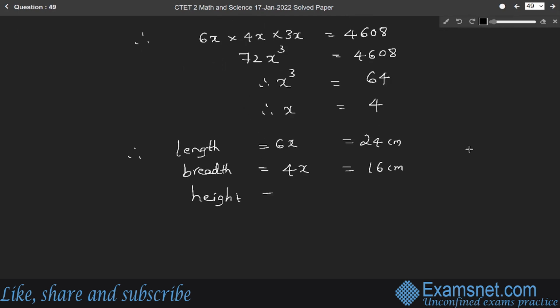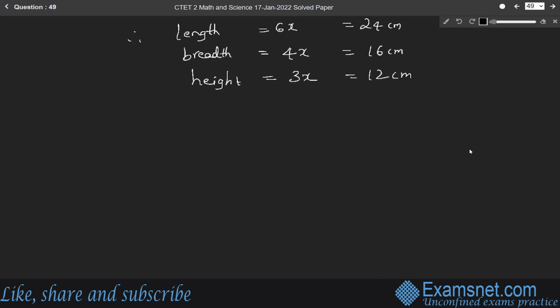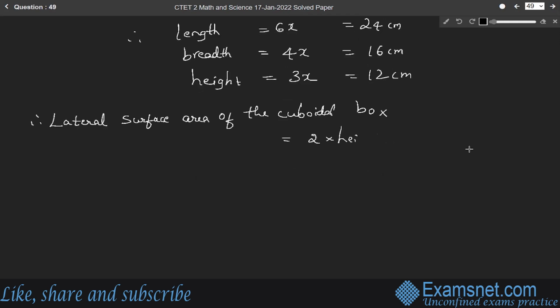Height of the cuboidal box is 3x, which is 12 centimeter. Therefore, the lateral surface area of the cuboidal box is equal to 2 times its height into length plus breadth.